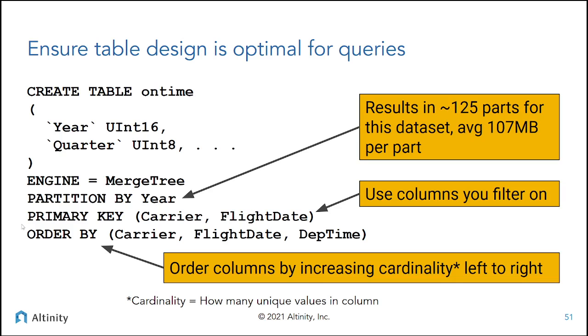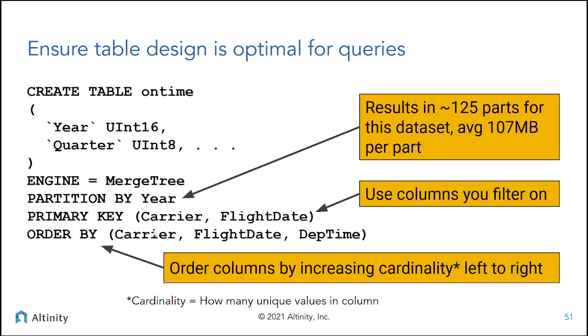The second thing is the primary key. If you have columns that you particularly filter on, it's really good to have them in this primary key. So that's the carrier and the flight date. And then finally, you order the columns, because this is your sorting order, and the first part of the order has to be the primary key order. The columns need to be ordered by increasing cardinality.